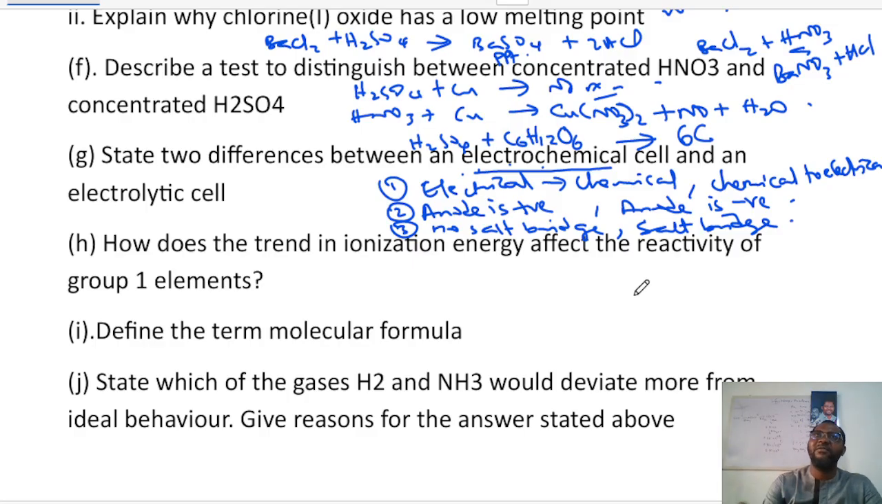And if you are asked to find similarities, there are some similarities. For example, in both of them, oxidation occurs at the anode, reduction occurs at the cathode. So whether it is an electrochemical cell or an electrolytic cell, oxidation occurs at the anode and reduction occurs at the cathode. Another similarity is that both of them have anode, both have cathode, both use electrolyte, and all of that.